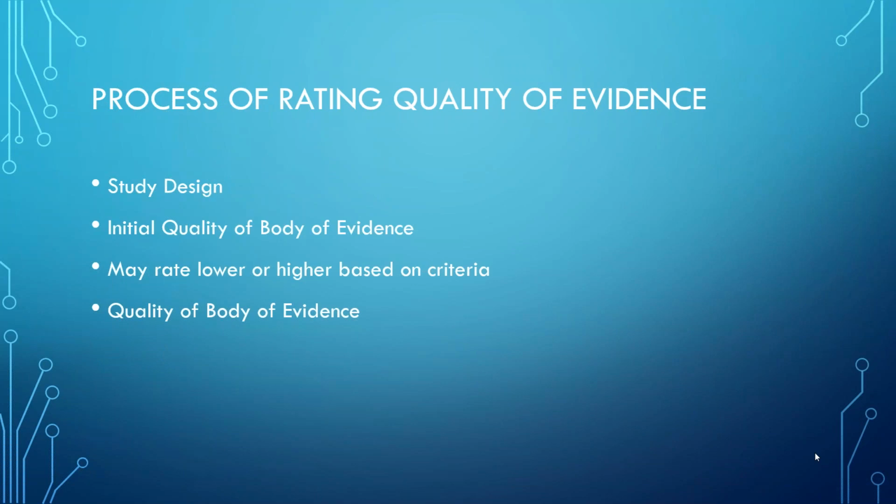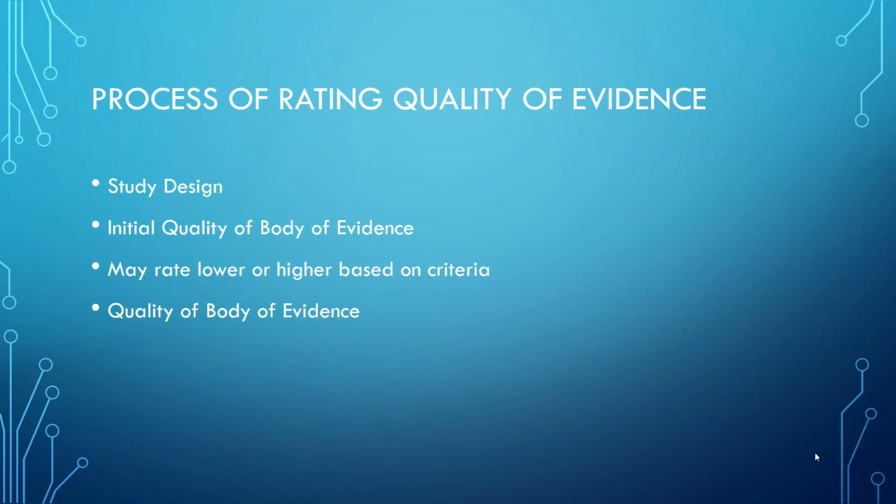When you're looking at a process of rating the quality of evidence, you look at the study design, you look at the quality of the body of evidence. Is it a randomized controlled trial? Is it an expert opinion? Is it an observational study? And all of that goes back to the hierarchy of evidence.